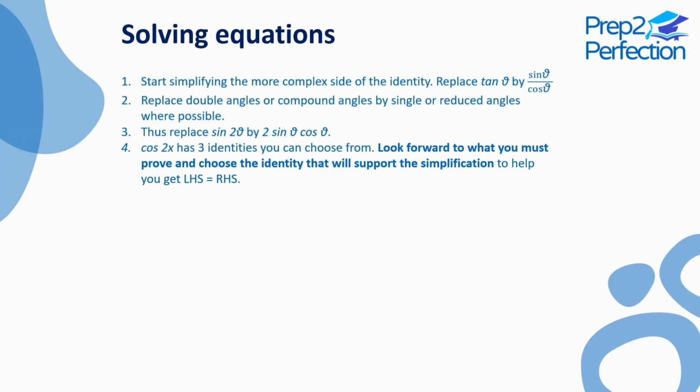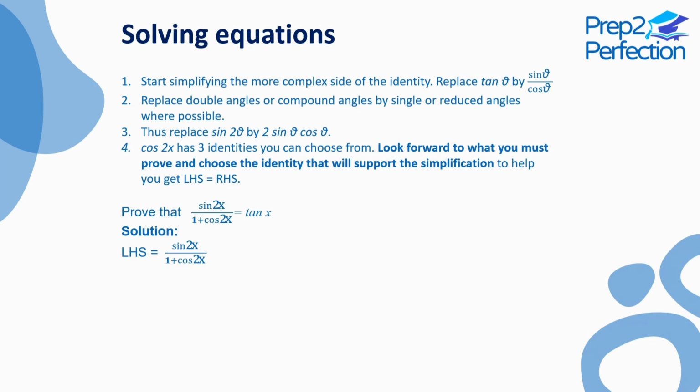Lastly, cos 2x has three identities you can choose from. Look forward to what you must prove and choose the identity that will support the simplification to help you get the left side to equal the right side. As an example, sine 2x over 1 plus cos 2x equals tan x.